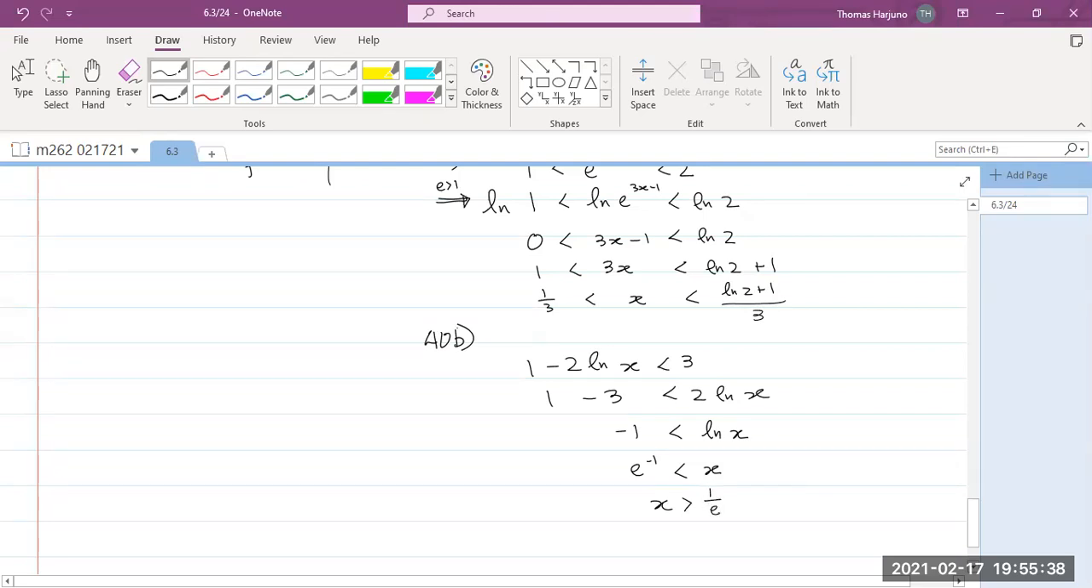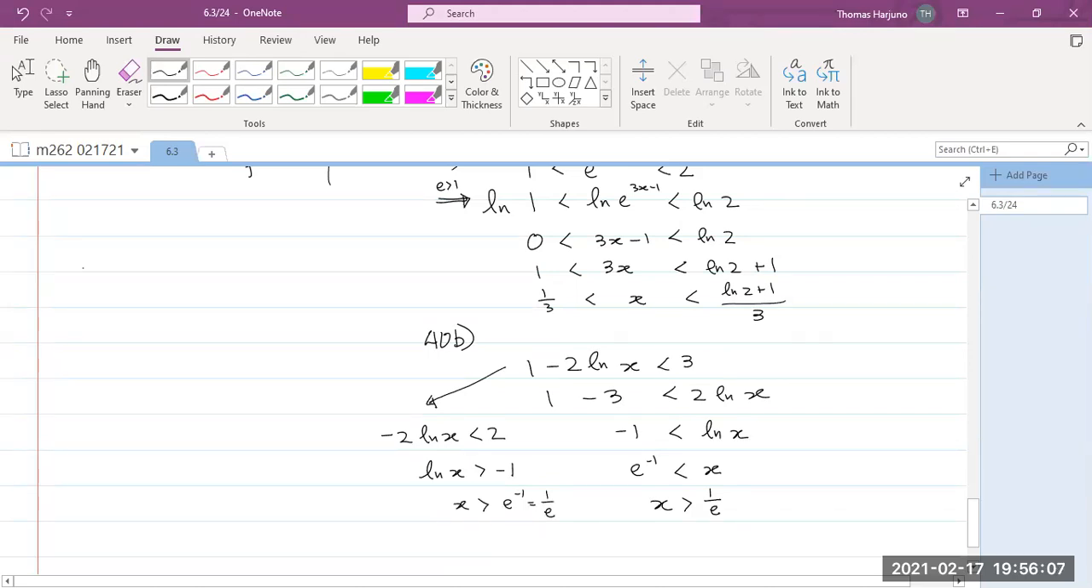Now, some of you may have done it slightly differently. You subtract by 1 instead. That's fine. Negative 2 natural log of x less than 2, right? But then you divide by negative 2, and when you divide by negative 2, don't forget we flip the inequality sign. So x is greater than e to the negative 1, which is 1 over e.